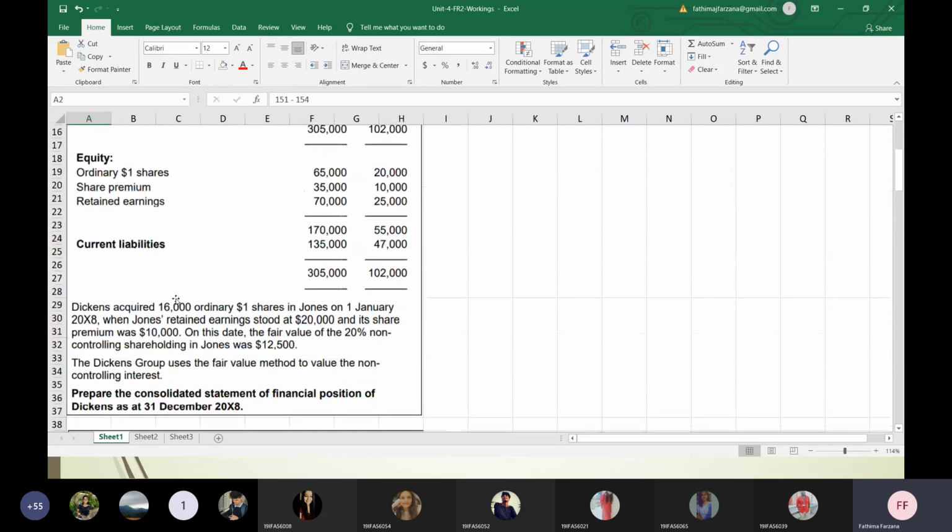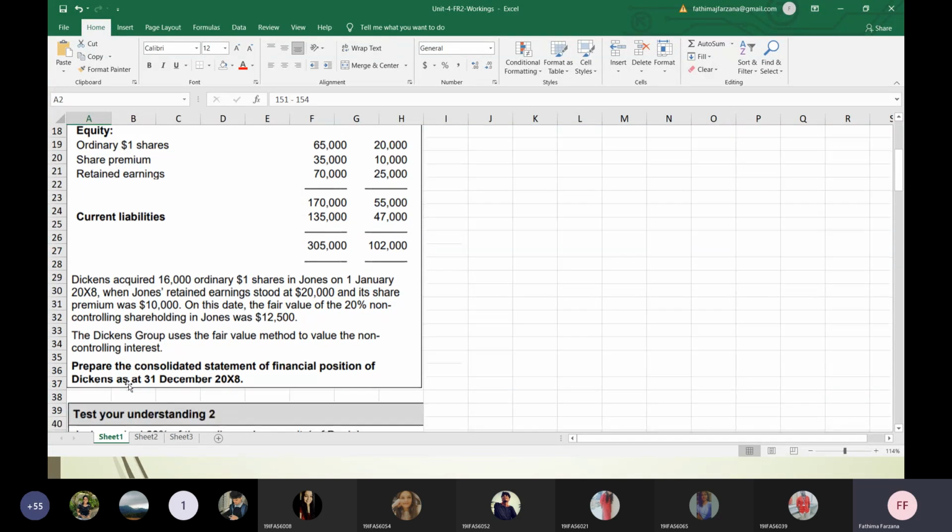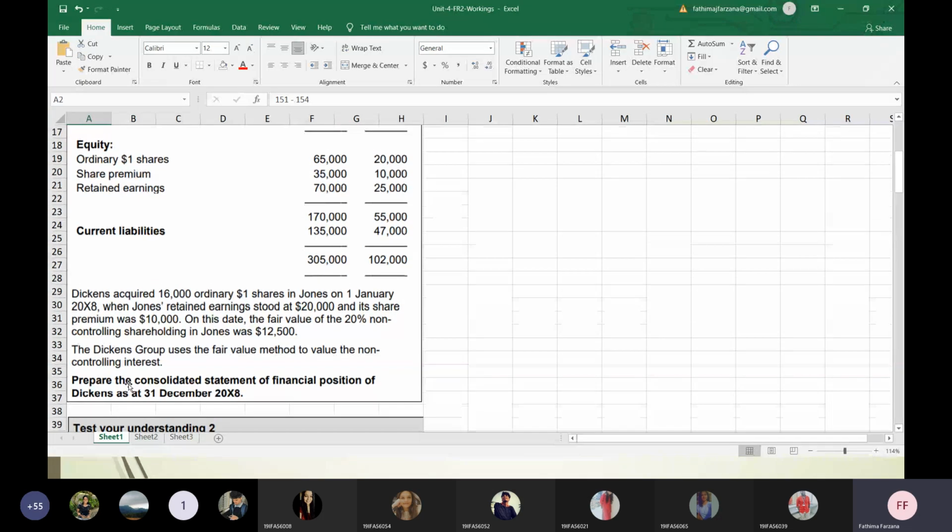Then what is given? Dickens acquired 16,000 ordinary $1 shares in Jones on 1st Jan 2008, when Jones' retained earnings stood at 20,000 and its share premium was 10,000. On this date, the fair value of the 20% non-controlling shareholding in Jones was 12,500. The Dickens Group uses the fair value method to value the non-controlling interest. Prepare the consolidated statement of financial position.